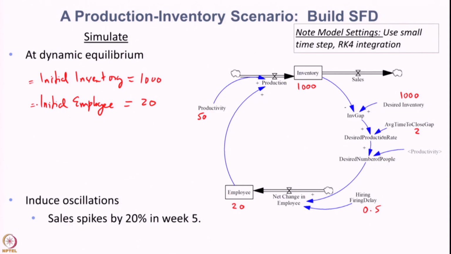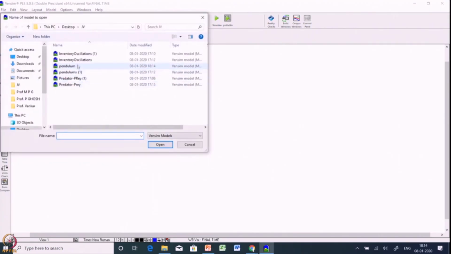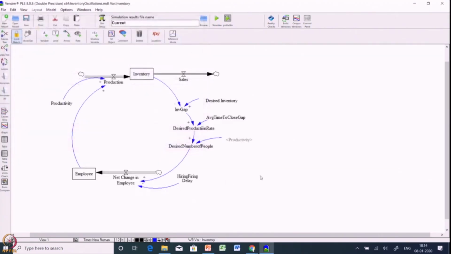Now, once we simulate that and verify our model is correct, we can induce oscillations by, for example, introducing an external spike in sales, say a 20% increase in sales in week 5. Currently the sales value is fixed at $1000 per month, which is the initial sales value. So, we will see what happens with a 20% increase in week 5. We will simulate both these scenarios using Vensim. Now, let us go to Vensim and open the inventory oscillations model.